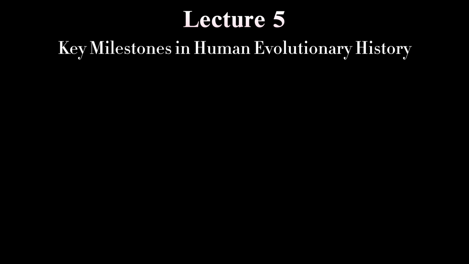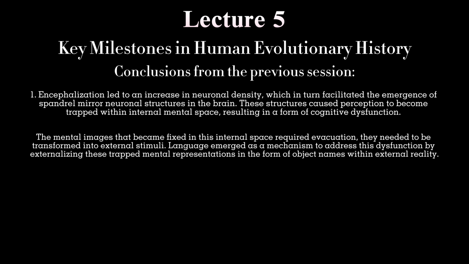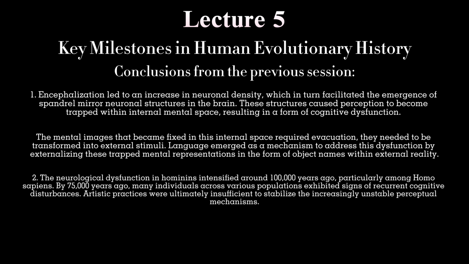But first, as usual, let us briefly summarize the conclusions from the previous session. 1. Encephalization led to an increase in neuronal density, which in turn facilitated the emergence of spandrel mirror neuronal structures in the brain. These structures caused perception to become trapped within internal mental space, resulting in a form of cognitive dysfunction. The mental images that became fixed in this internal space required evacuation; they needed to be transformed into external stimuli. Language emerged as a mechanism to address this dysfunction by externalizing these trapped mental representations in the form of object names within external reality.